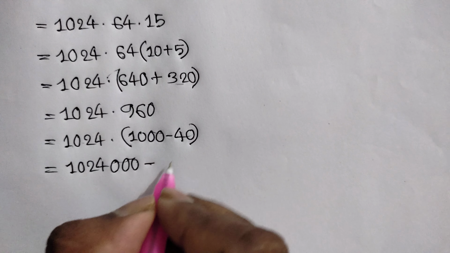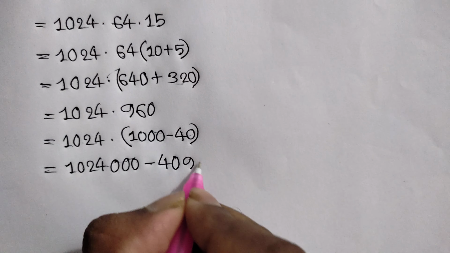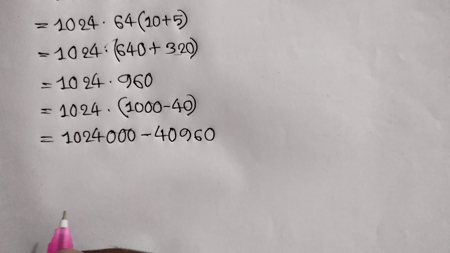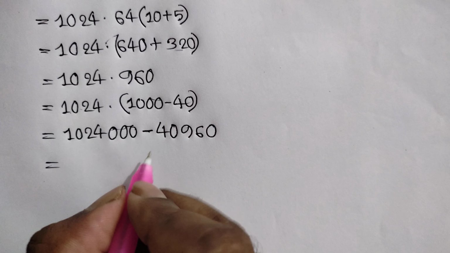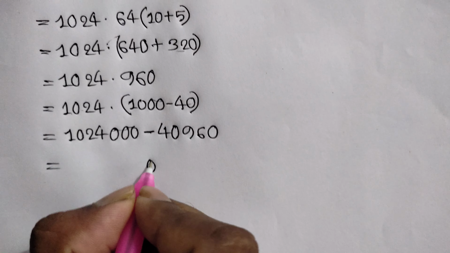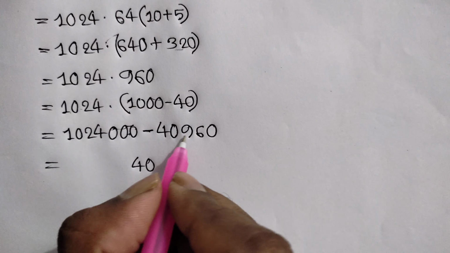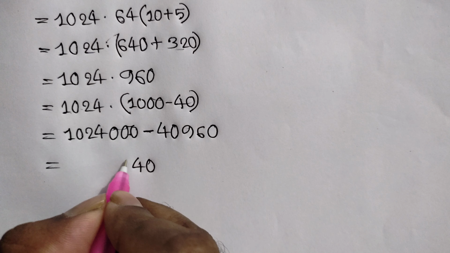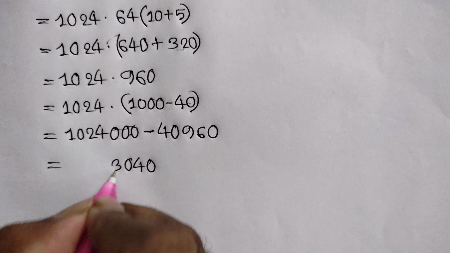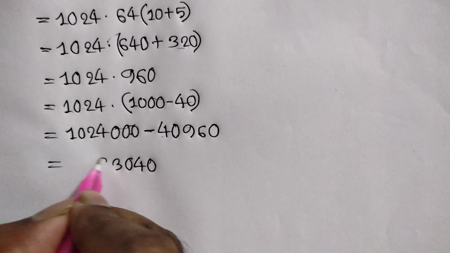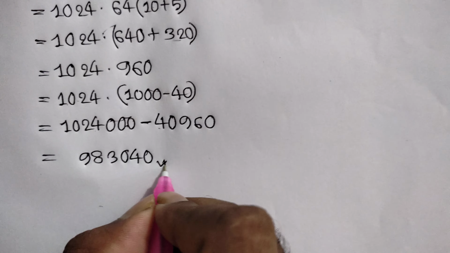times 40, here we will get 40960. Now here we will get 0, 4, 1 is go, 0, 3, 8, 9, and it is our final answer.